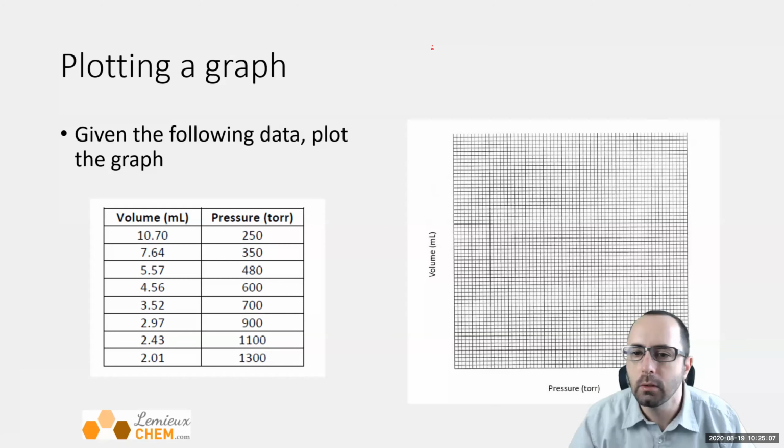For the y-axis, on our lower end here is 2.01. That's our lowest number. And our highest number is 10.7. Okay, let's count how many boxes that we have available.